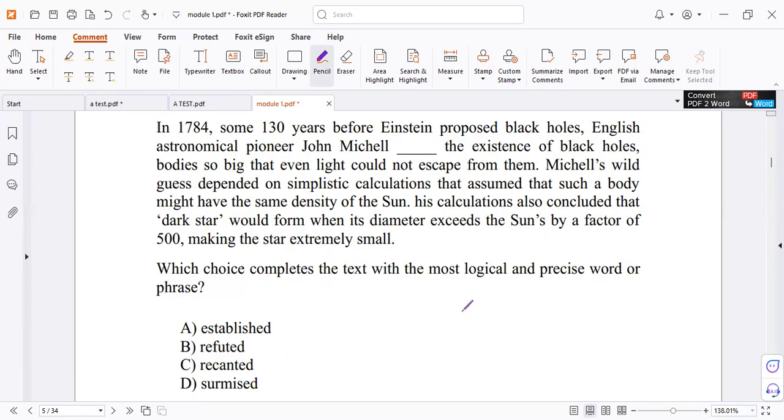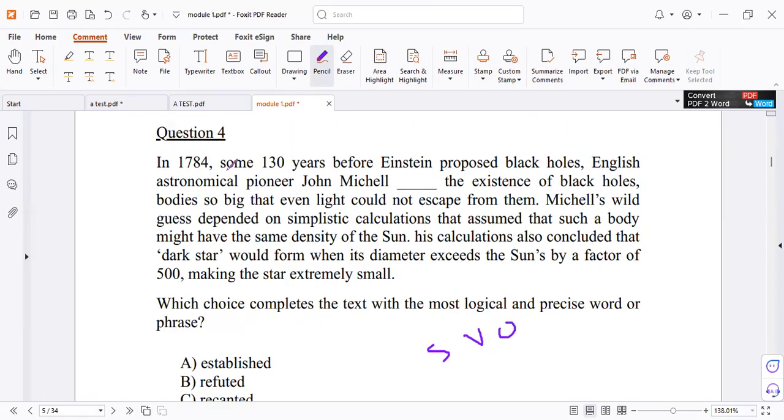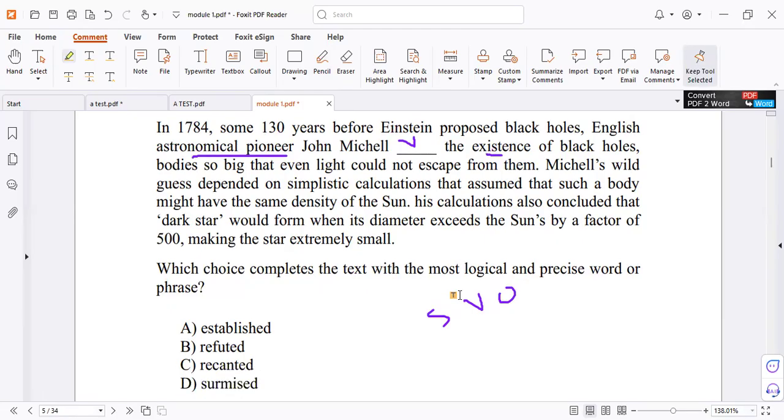Yeah. So now we have the verb. Follow the ways. Find the subject, find the object. It can help you. In English, astronomical pioneer. So the subject, the verb. What did he do to the existence of black holes? Did he disprove the text? Did he say that we don't have black holes? So it's wrong. He didn't say or disprove.